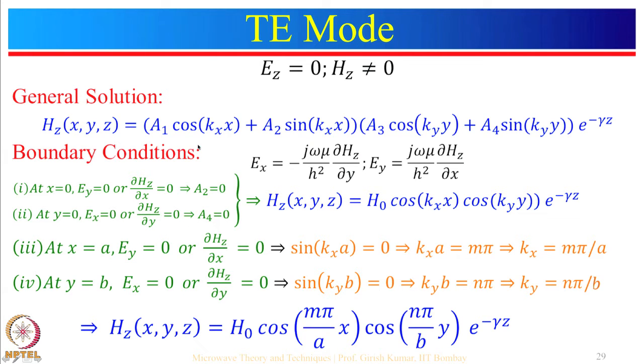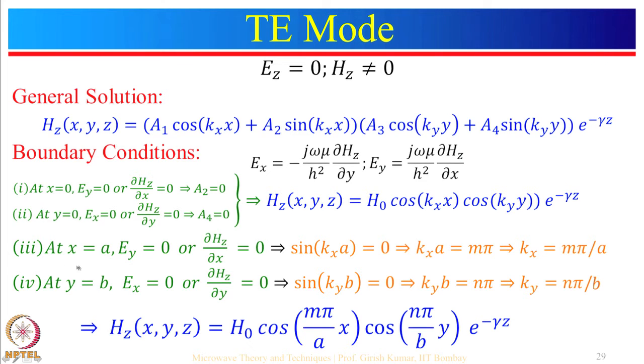So if we differentiate this with respect to y, then we will get a3 sin y plus a4 cos y, and if we put 0 here, then we will get a3 sin 0 plus a4 cos 0. So this term will be 0, and then we will get a4 into something, and then we need to make that equal to 0, then we will get a4 equal to 0. If we put these two conditions here in Hz, then Hz will be H0 into cos kx x into cos ky y e raised to minus gamma z.